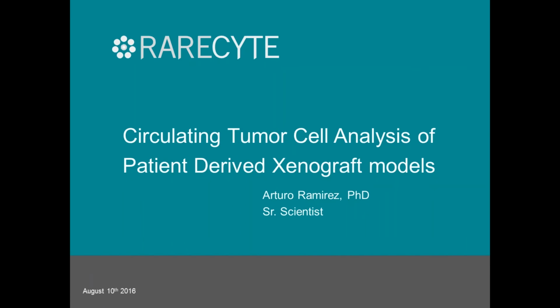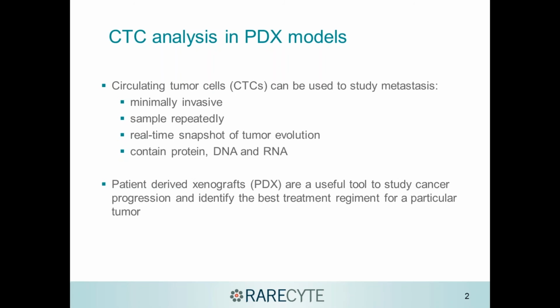Today I'll be discussing our work on analysis of circulating tumor cells in patient-derived xenograft models of breast cancer. CTCs, or circulating tumor cells, are cancer cells that are found in circulation that can originate in the primary tumor or in metastatic sites. Getting access to CTCs is minimally invasive. It allows repeated sampling and provides a real-time snapshot of how the tumor evolves. Because CTCs are whole cells, they can be assayed for protein, DNA, or RNA.